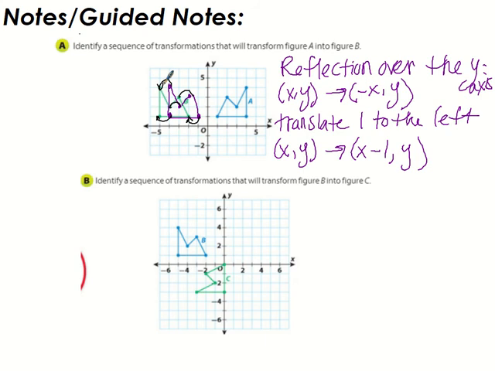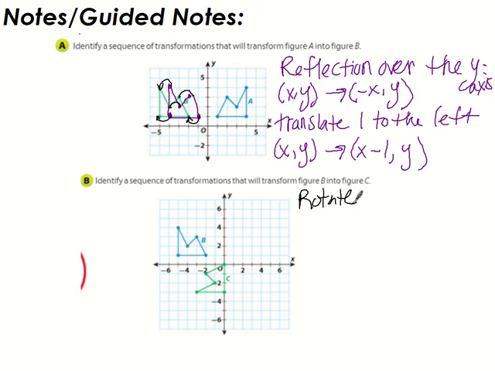Okay, so B: identify a sequence of transformations that will transform figure B into figure C. So blue to green. This might be a good place to pause. See if you can find a transformation or sequence of transformations that would work. Based off the orientation, I can tell that the shape's turned. It hasn't been reflected. It's not the same thing just over here upside down, and it's not flipped like A up above. That shape has been turned. A turn is a rotation. So I'm going to rotate.